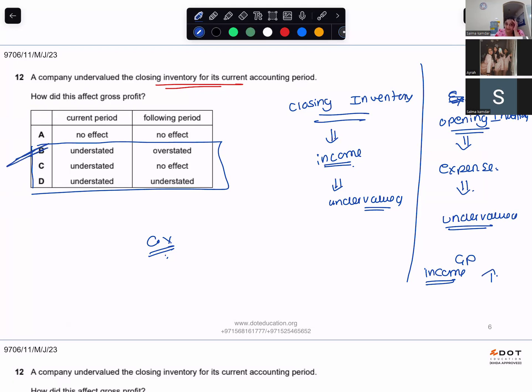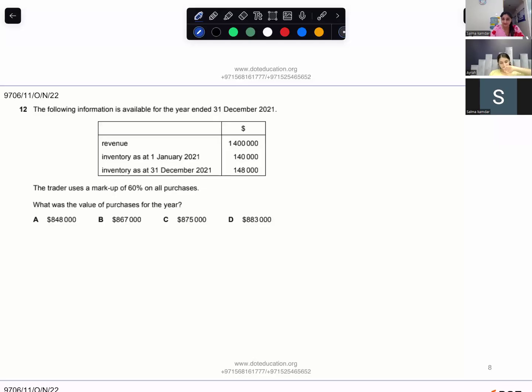Okay, let's go to the next one. The following information is available for the year ended 31st December 2021. The trader uses a markup of 60% on all purchases. What was the value of purchases for the year? So I want to find purchases. How will I do it? You'll make the income statement format. You'll write revenue.